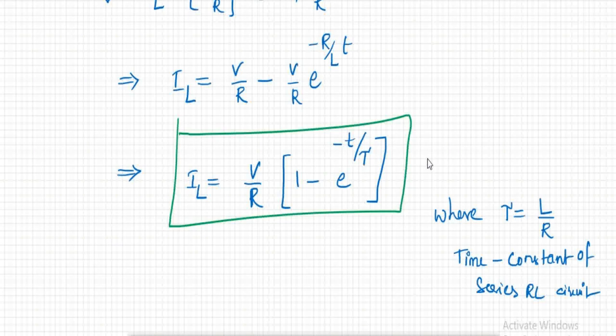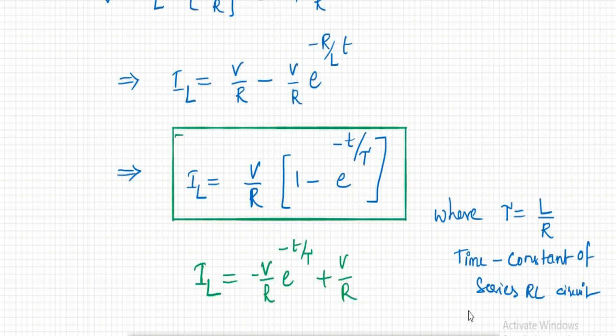Okay. So if you observe here, we have two terms. One term is related to the transient response of the circuit, and the second term is related to the steady state response of the circuit. So if you consider this expression, IL equal to minus V by R e power minus T by tau plus V by R. I just shuffled the terms here.